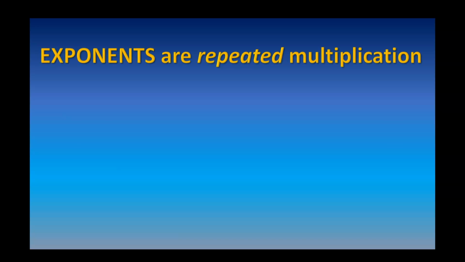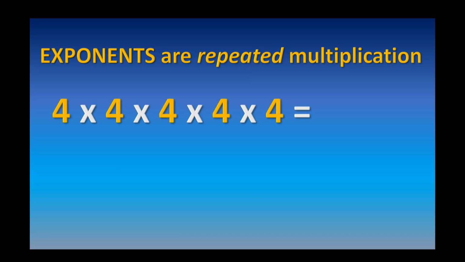Just like multiplication is repeated addition, exponents are repeated multiplication. If instead of writing 4 times 4 times 4 times 4 times 4, which requires 11 symbols, we can simplify the problem down to just 3 symbols by counting how many times we want to multiply the number 4 and making that our exponent. 4 times 4 times 4 times 4 times 4 is the same as 4 to the 5th power, which is 1024.